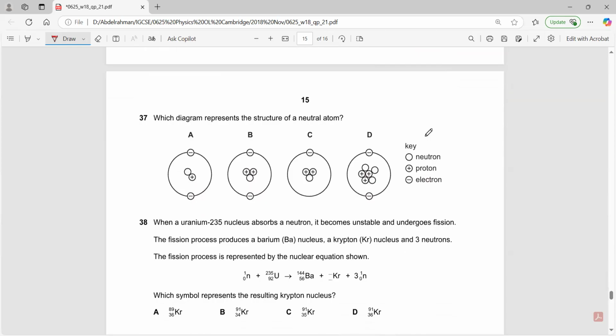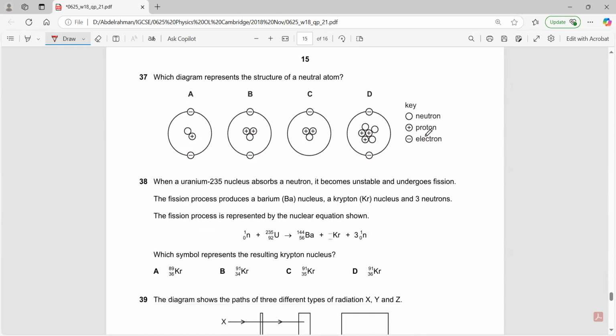Question 37. Which diagram represents the structure of a neutral atom? A neutral atom has to have the same number of protons as electrons. So the only correct answer would be B.